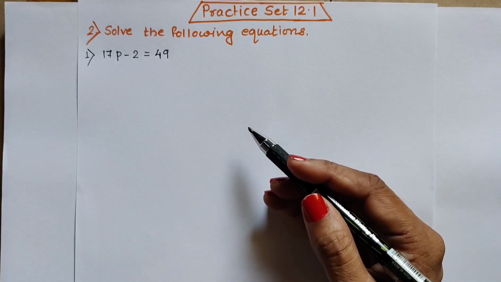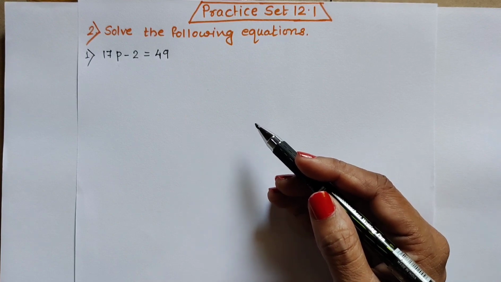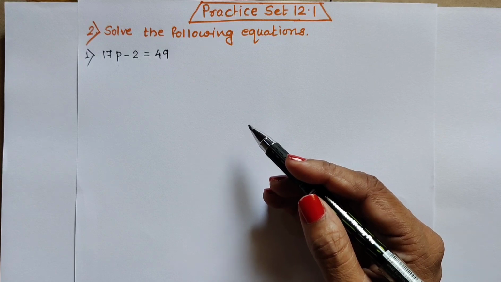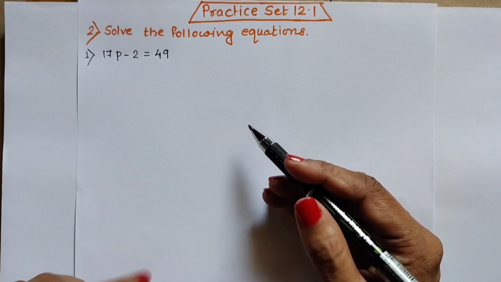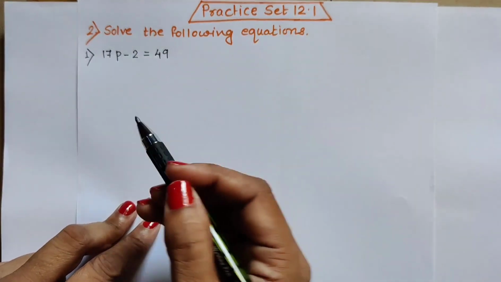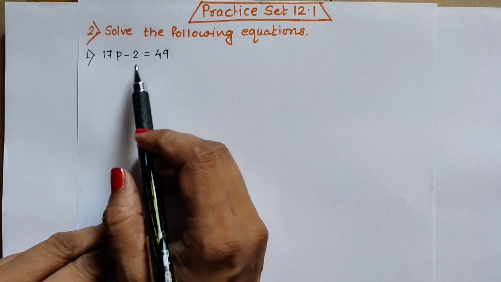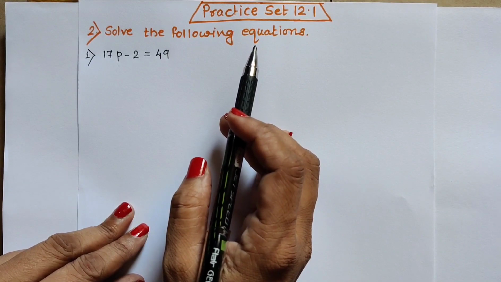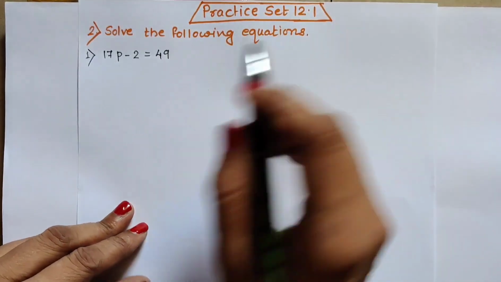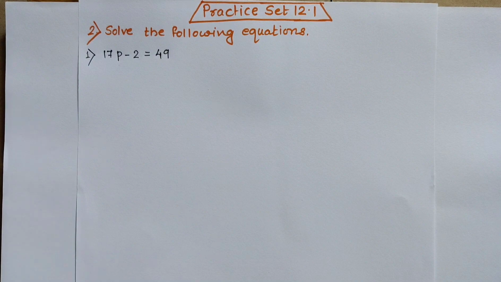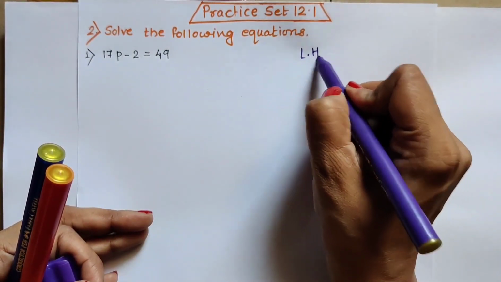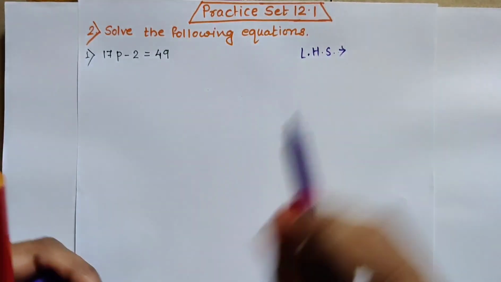So let us see. Always first decide which side should be kept for the variable and which side should be kept for the constant. Constant means the number only. So most of the time we keep the left hand side for the variable, and we keep the right hand side for the constant. So always keep this in mind. Keep the left hand side for the variable. I am writing here, left hand side we keep for the variable.